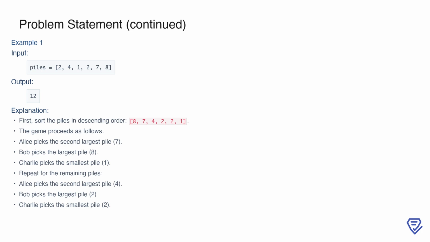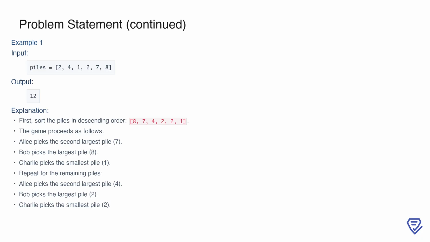Suppose the input array is piles equals 2, 4, 1, 2, 7, 8. The first step is to sort the piles in descending order of the number of coins, which gives us 8, 7, 4, 2, 2, 1. Now, the game proceeds as follows. In the first round, Alice picks the second largest pile, which is 7. Bob then picks the largest pile, 8, and Charlie takes the smallest pile, 1.